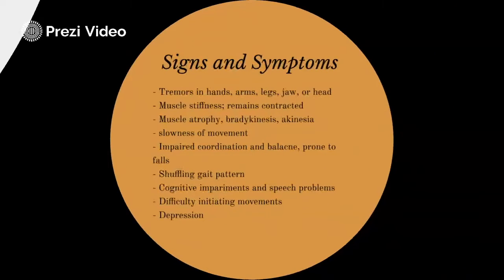So now we're going to look at the signs and symptoms. Usually, in patients with Parkinson's disease, you'll see them tremor a lot, whether it be in their hands, arms, legs, jaw, or their head. They may tend to have a lot of muscle stiffness, which means it remains contracted, and they may have muscle atrophy, bradykinesia, and akinesia. They also have a slowness of movement, impaired coordination and balance, which also makes them prone to falls. They have a shuffling gait pattern.